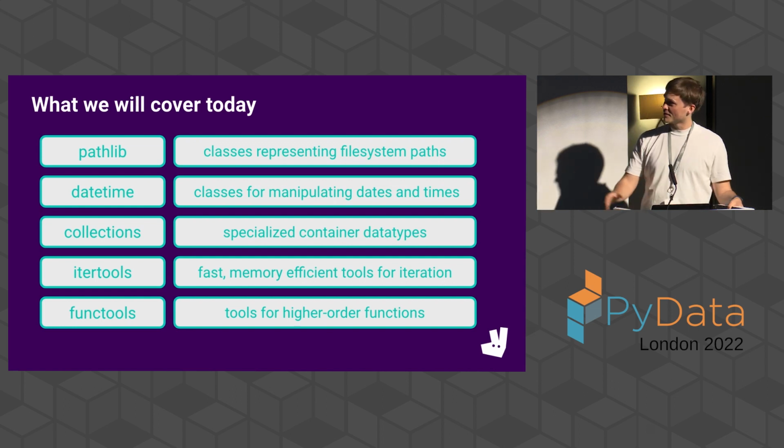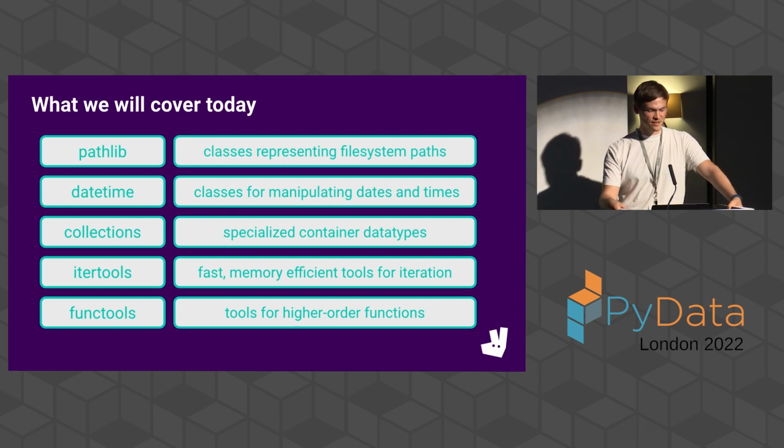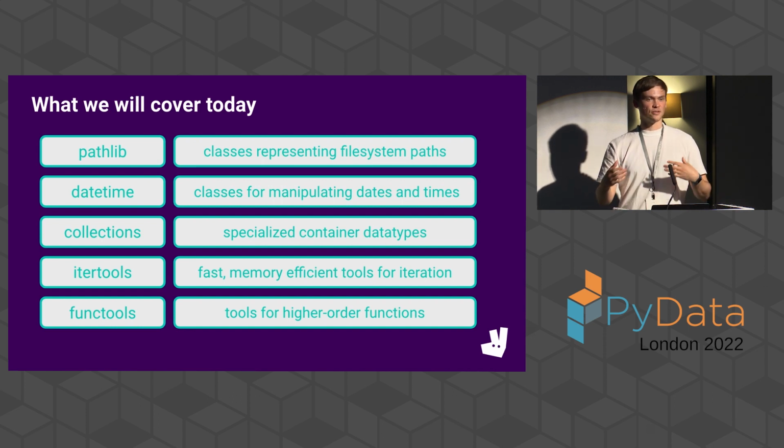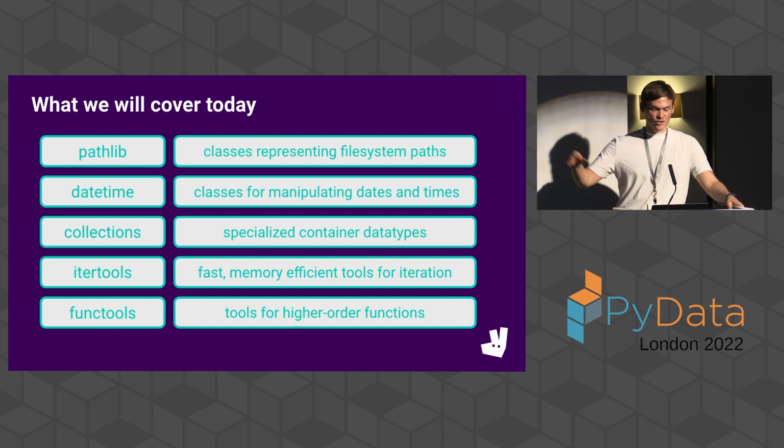We've got pathlib for representing file system paths. Datetime is really in the name. It gives you classes for representing dates and time. Collections gives you a selection of container data types. The ones we're really familiar with in Python are lists, dictionaries, tuples and sets. But collections gives you a few more on top of that to use in specific scenarios, and we'll come to that.